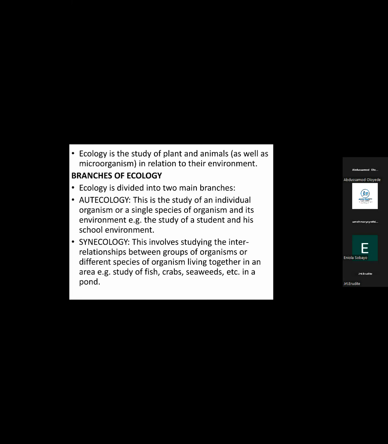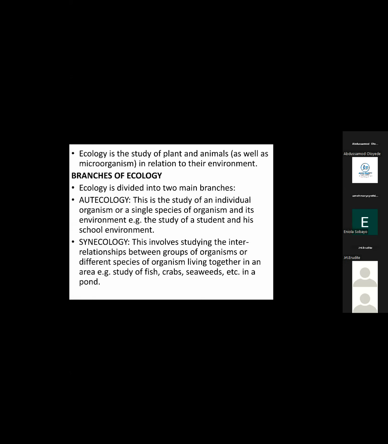Let's say I want to study the organisms in a fish pond. Now, synecology refers to the study of all the organisms in the fish pond. For example, let's say you're studying organisms in a fish pond. So this is plankton. So we study different organisms. So this falls under synecology.